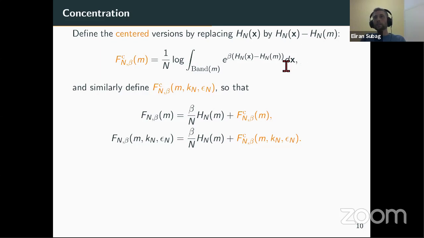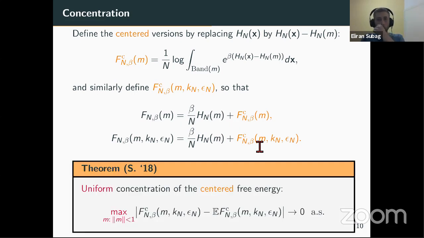So the logic behind this is that if you look at the process h and x minus h and m on the band and the random variable h and m, then they are approximately independent. So if I have something independent, I just want to pull it out of the integral and the log and have this formula. Now that we center the free energy, we have the following concentration result. You look at this replicated free energy, and you look at its deviation from the expectation, and it converges to 0 uniformly over the ball of radius 1. Okay, and this uniform concentration is really important because we'll be interested in essentially random points. And actually this theorem is not very hard to prove.